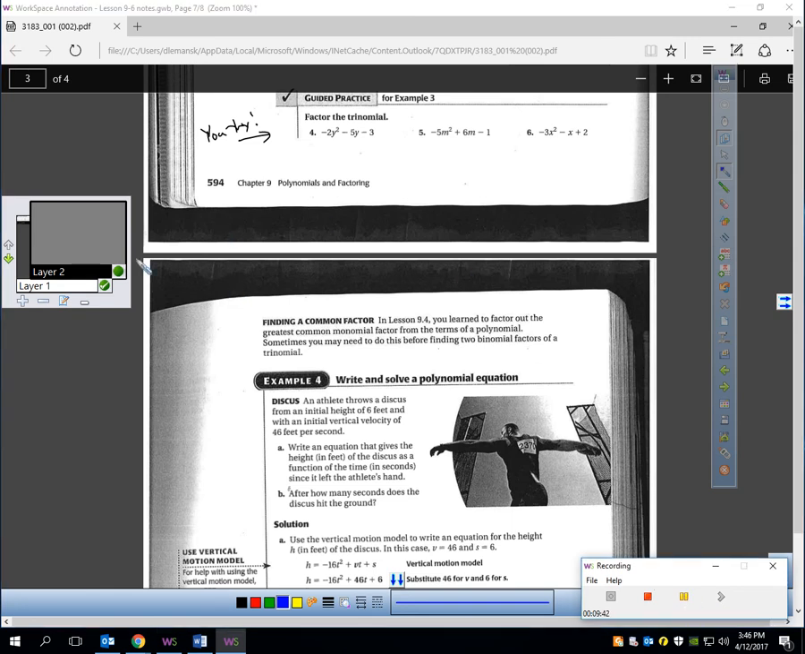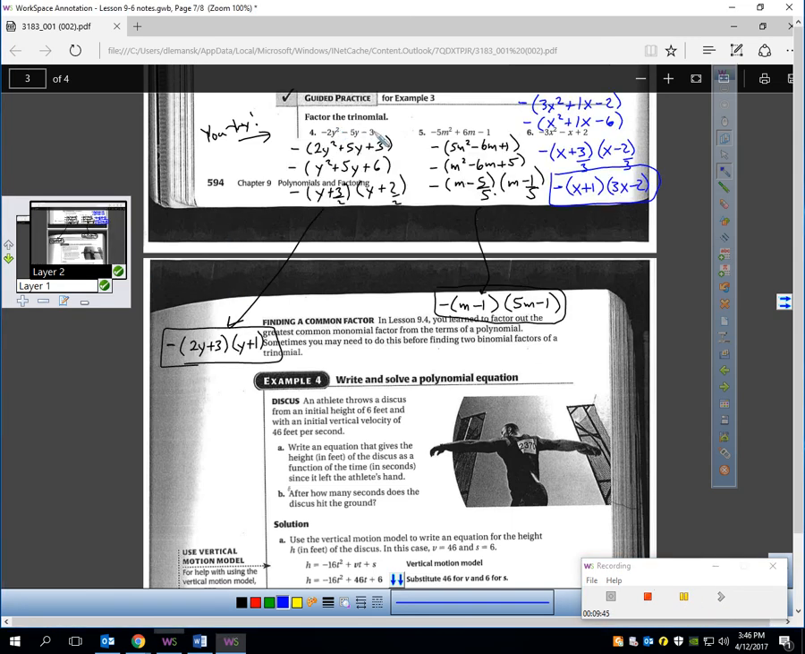Okay, I'm back. So the first question, I showed my work here. You should be getting the opposite of 2y plus 3 times y plus 1. And for number 5, we should have been getting negative, and then m minus 1, 5m minus 1. And for number 6, we should have had the negative out front with x plus 1 times 3x minus 2.